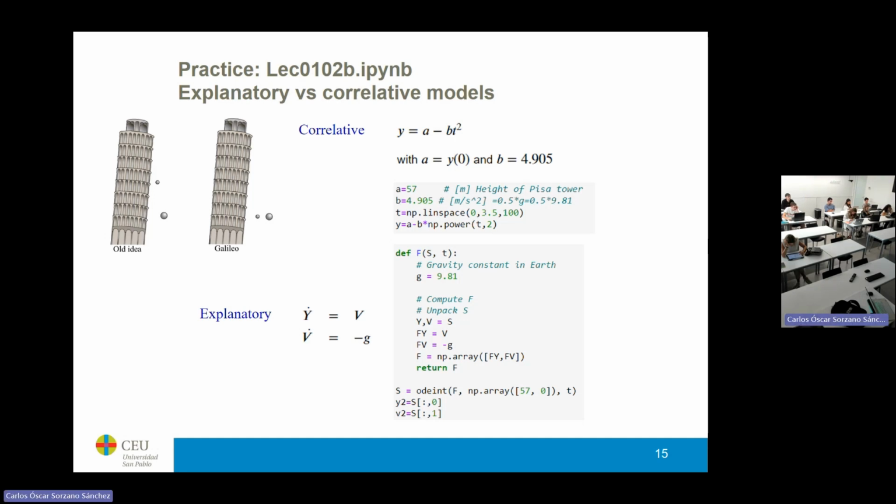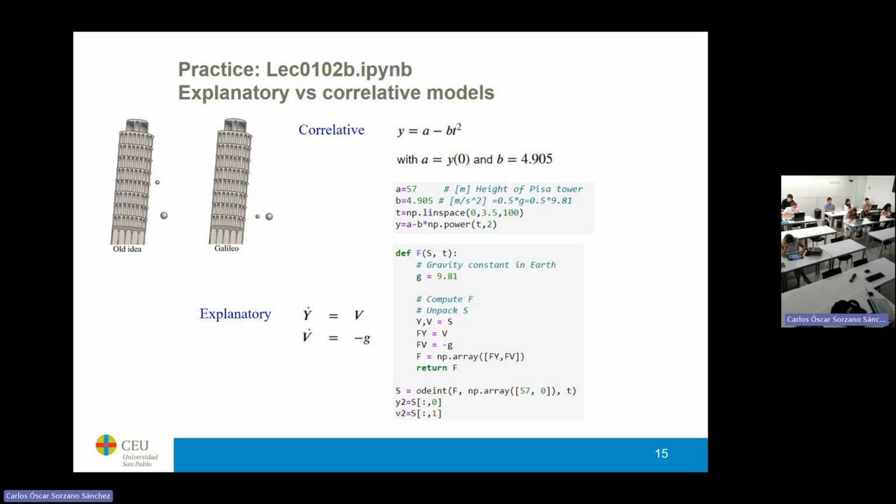A will be the top of the height of the tower, and then the height goes from whatever it is to 0. And it goes to 0 in this way. And then B will be that number. And why that number? You may remember it is the coefficient here was the half of the gravity constant. And the gravity constant is 9.81. So the half of it is that number.